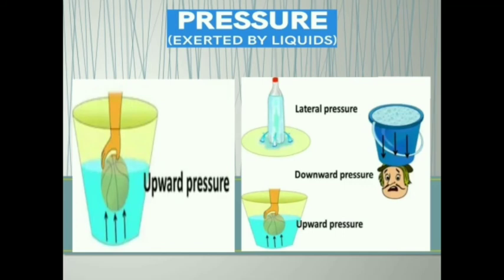So what we learned today? Liquid exerts pressure in all directions, and liquid exerts equal pressure at the same depth, and pressure exerted by liquid increases with the increase in the height of its column. Now that's all about the liquid pressure.